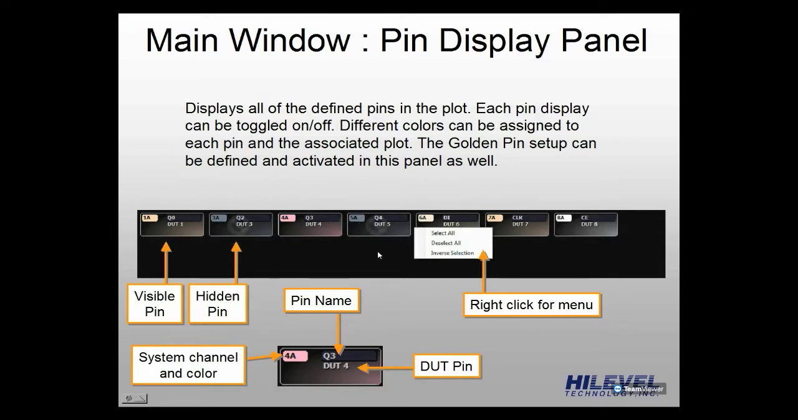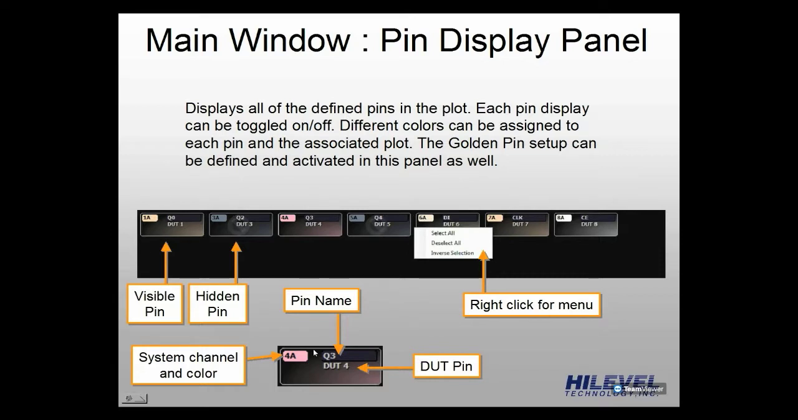You can toggle the display of any pin by simply clicking on the button, or you can use the context menu using the right mouse button. This menu can be used to select all the pins for the display, deselect all the pins and hide them, or invert the selection. When you have hundreds of pins but only want to see a few, you can first deselect all the pins and then select only the pins you are interested in.